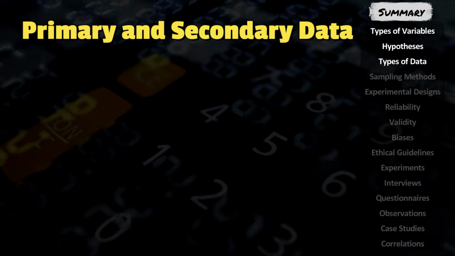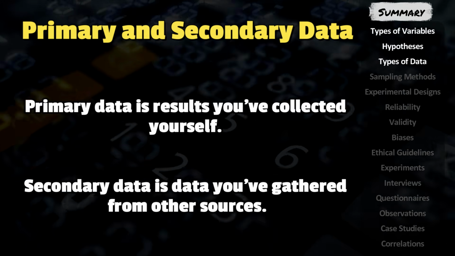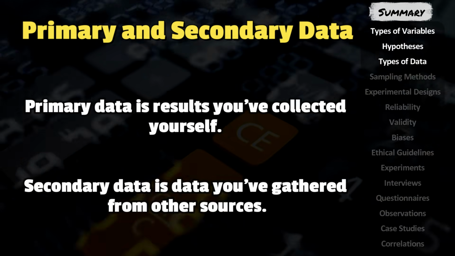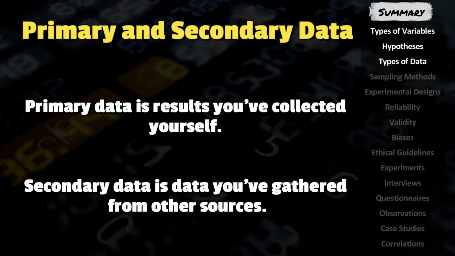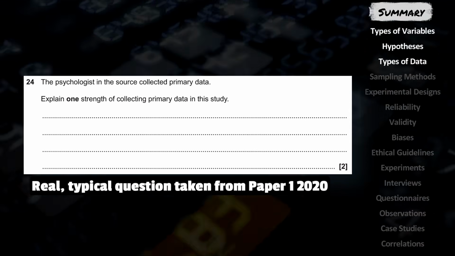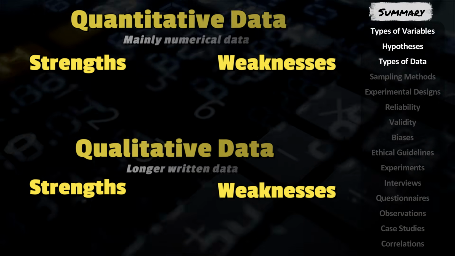Then we need to know primary and secondary data. And primary data is any data you've collected yourself. Secondary data is any data that you've gathered from other sources. For example, maybe from an article online or a book. You also need to make sure that you know the strengths and weaknesses of these types of data.